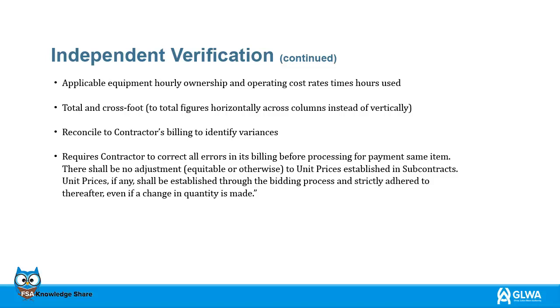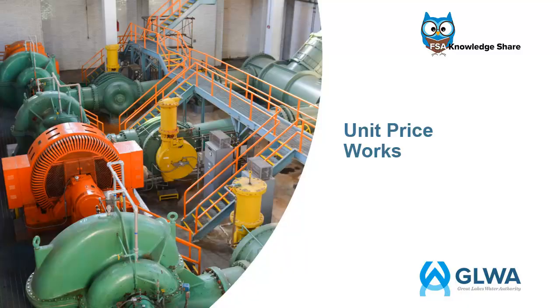The contractor is required to correct all billing errors before processing payment for the same item. Unit prices defined in subcontracts will not be adjusted, equitably or otherwise. If there are any unit prices, they must be determined during the bidding process and strictly adhered to thereafter, even if the quantity is changed. In instances where new unit prices are proposed for new work in a CCD, a detailed proposal shall be submitted and negotiated. After the CCD is approved, the new unit prices may be applied for future work on this project.